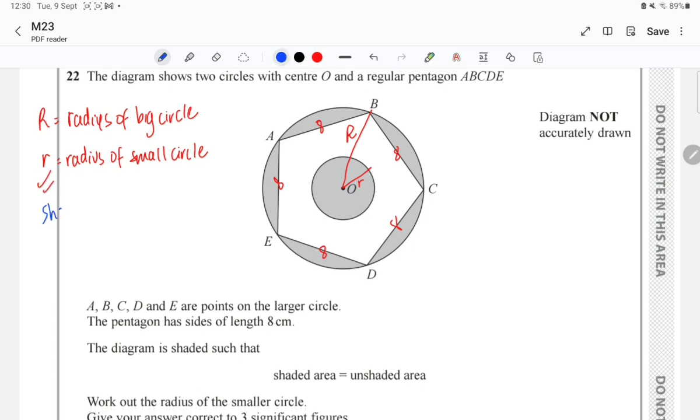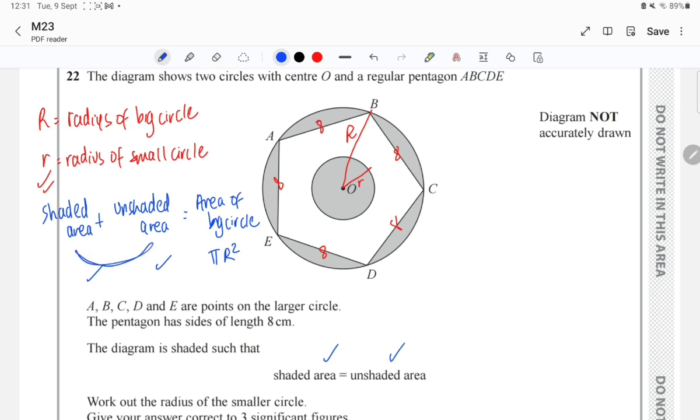So if I take the shaded area and add this to the unshaded one, I should be getting the area of the big circle. Now in terms of big R, this would be pi R squared. So it says over here the shaded area is equal to the unshaded area. So these two are the same, which means that the unshaded area would be equal to half of pi R squared.